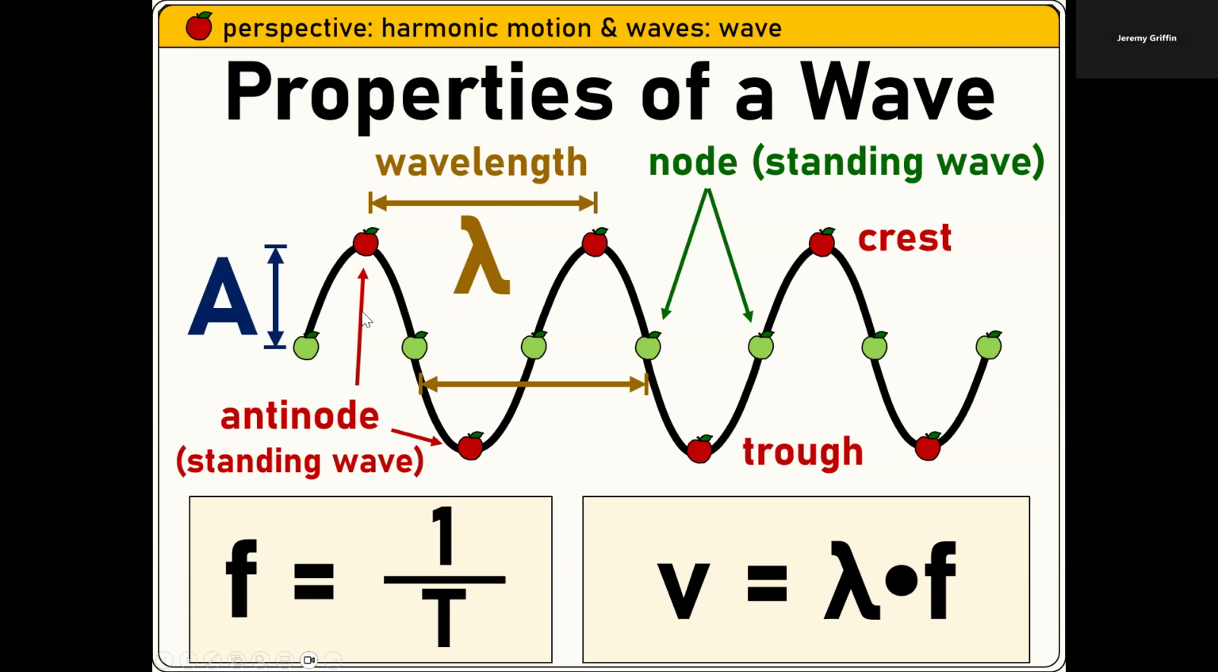If this was a sound wave, which is actually a longitudinal wave, it looks a little different. Maybe it could sort of represent how loud it is.